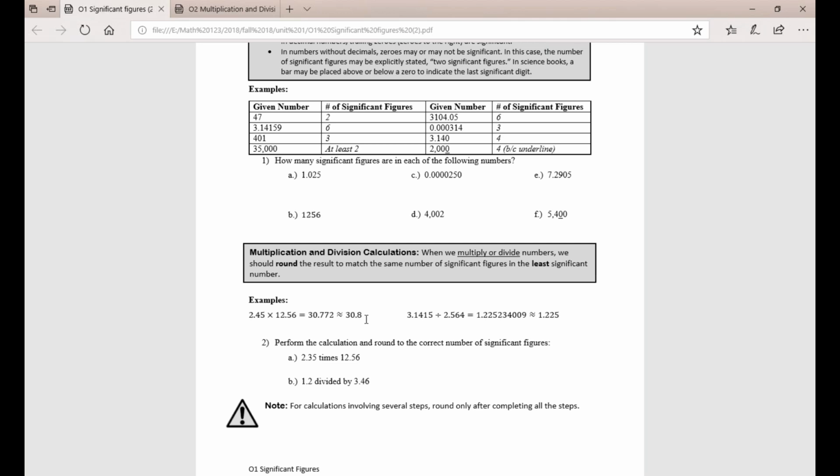And when it comes time for a test or a quiz, I will also mark it wrong. So be careful that you're rounding correctly.